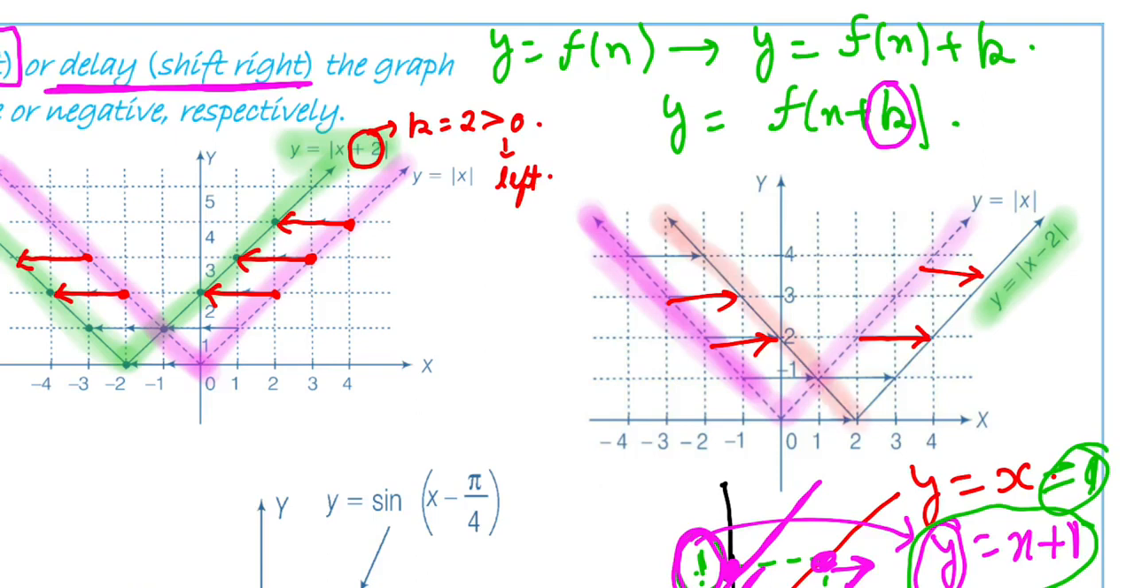it is this graph. So this is the graph of the function. This whole graph is shifted towards the right by 2 units, and this is the graph of the function y is equal to mod of x minus 2.